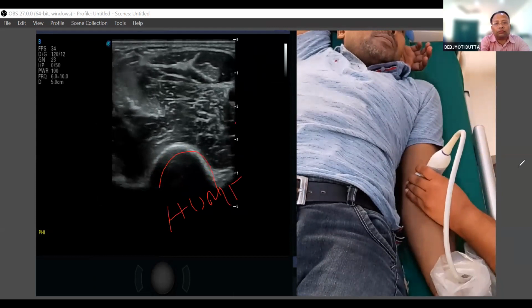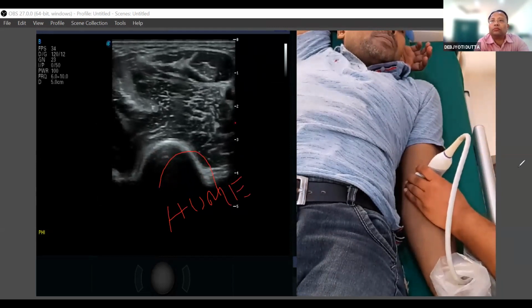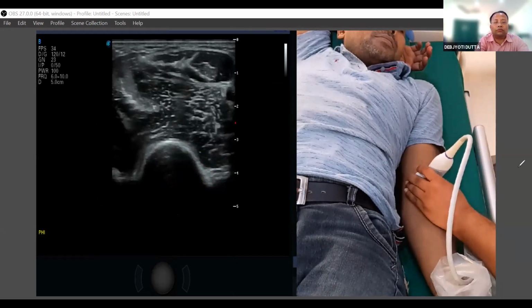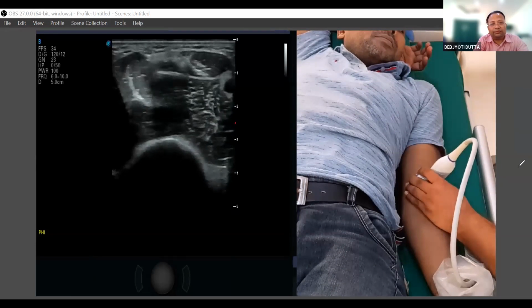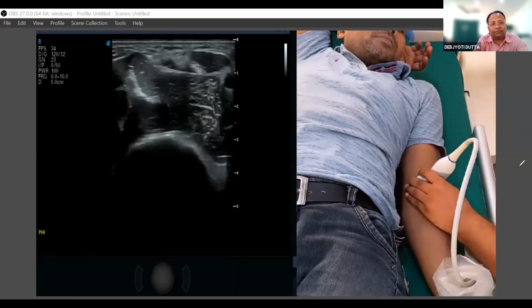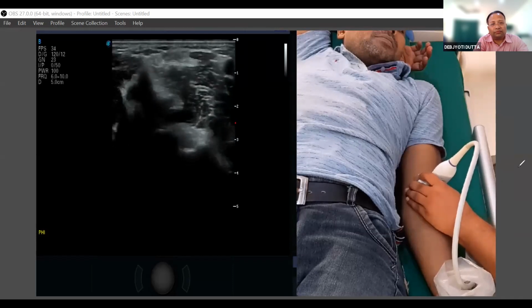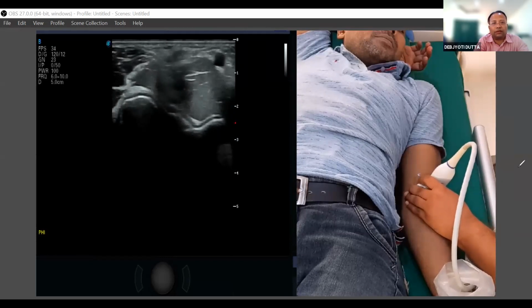All right. So this is the lower portion of the shaft of the humerus. Now we will come to our home view. So we are coming down. As we are coming down, the bony contour changes.